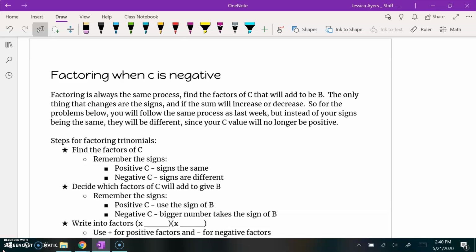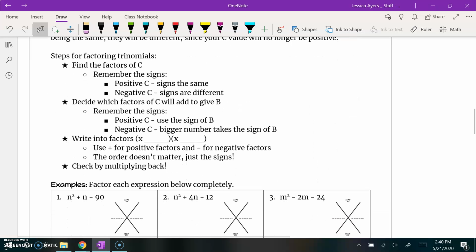But now we're going to look at what happens if our c value is negative. The process really is going to stay the same. We're still going to find the factors of c, remembering that if c is positive, our signs will be the same. If c is negative, then the signs will be different. We'll then decide which factors of c we'll add to get b.